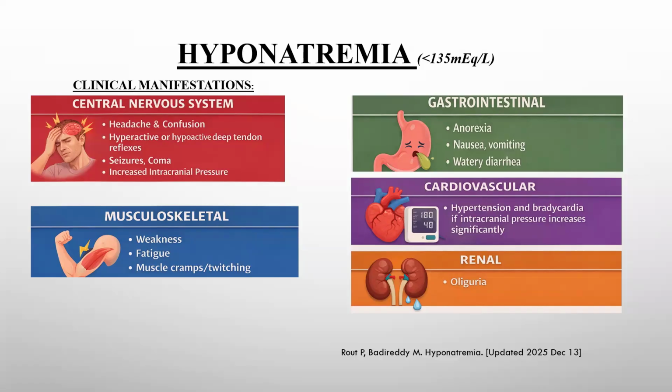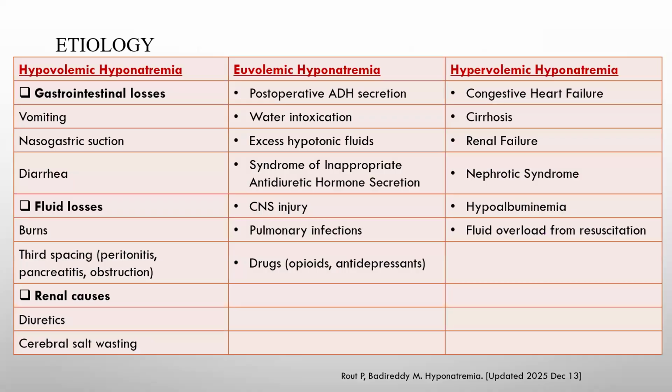And based on the duration, it can be acute or chronic. Acute is less than 48 hours, and chronic is more than 48 hours. And based on the serum osmolality, it can be hypotonic, iso, or hypertonic. So the main manifestations are CNS manifestations like headache, confusion, hyperactive or hypoactive deep tendon reflexes, seizures, coma, musculoskeletal symptoms like weakness, fatigue, muscle cramps, GI symptoms like anorexia, nausea, vomiting, watery diarrhea, serious symptoms like hypertension and bradycardia, renal symptoms like oliguria.